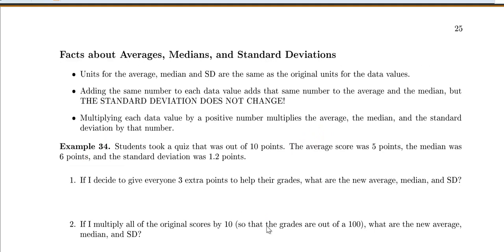It turns out that there is a rule about that. Specifically, if we add the same number to each data value, it adds that same number to the average and also the median. But the standard deviation doesn't change because we just shifted up our data. We don't change how far it's spread apart. And multiplying each data value by a positive number multiplies the average, the median, and the standard deviation by that number. So we do have these rules for the average and medians, but they're fairly simple.